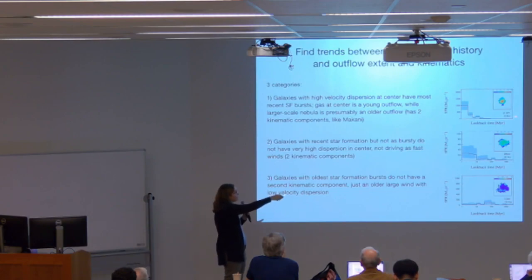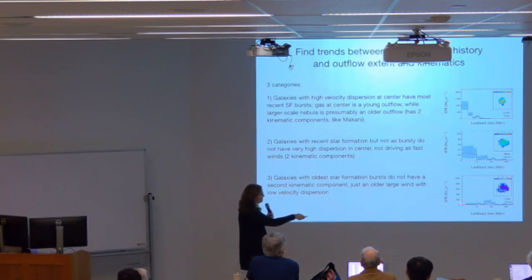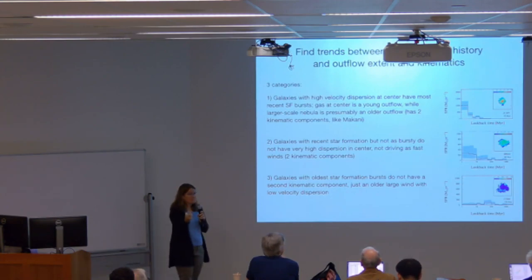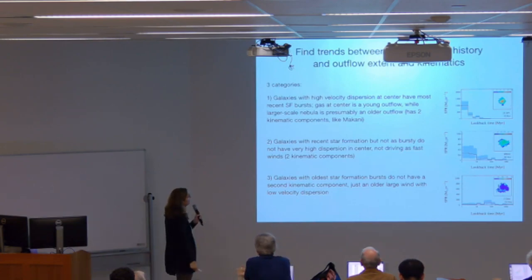And then this is showing the star formation history. So star formation rate, this is 0 to 1,000 as a function of look-back time in megayears. It's a log plot, so this is 10, then 100, and then 1 gigayear. So the galaxies fall into these 3 different categories. The first is that galaxies with very high velocity dispersion at the center, that red light there, have the most recent star formation bursts. So you can see this really sharp rise in the last few million years, a very recent strong burst.